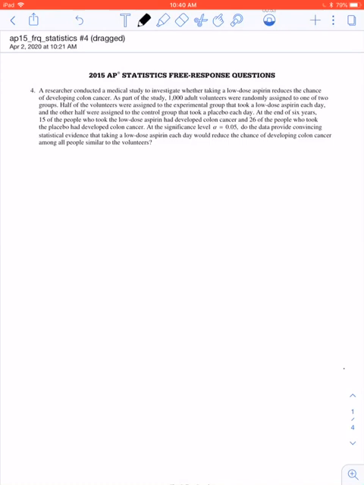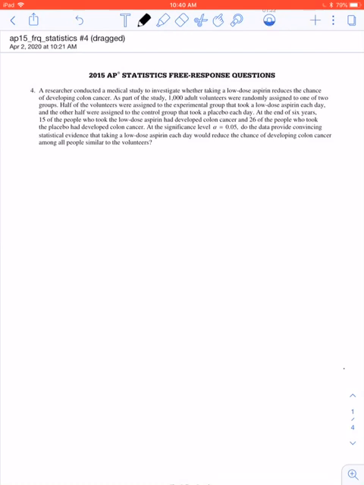At the end of 6 years, 15% of people who took the low-dose aspirin had developed colon cancer, and 26% of people who took the placebo had developed colon cancer. At the significance level alpha equals 0.05, did the data provide convincing statistical evidence that taking a low-dose aspirin each day would reduce the chance of developing colon cancer among all people similar to the volunteers?